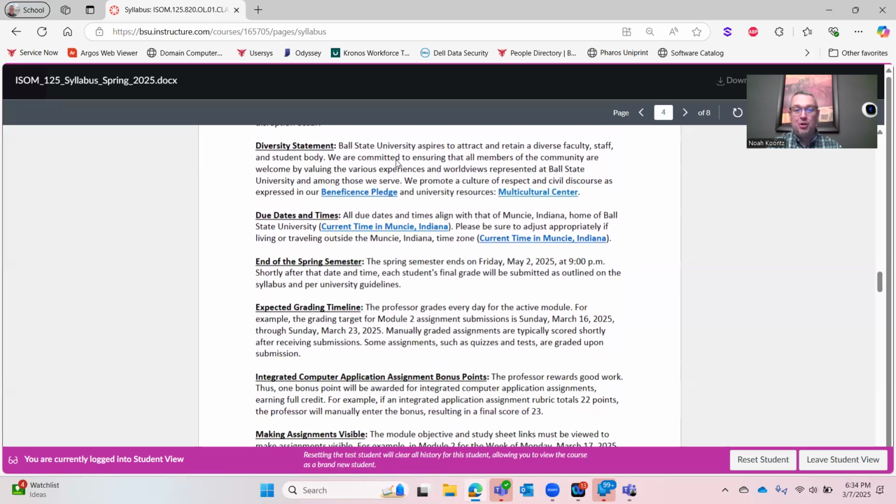Diversity statement. Ball State aspires to attract and retain a diverse faculty, staff, and student body. We are committed to ensuring that all members of the community are welcome by valuing the various experiences and worldviews represented at Ball State and among those we serve. We promote a culture of respect and civil discourse. This is expressed in our Beneficence Pledge and also other university resources. Linked here is the Beneficence Pledge and also a link to our Multicultural Center.